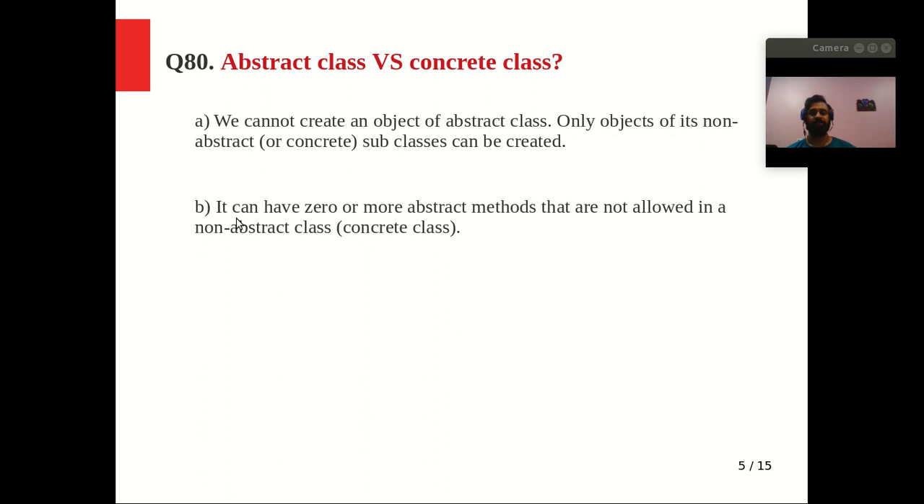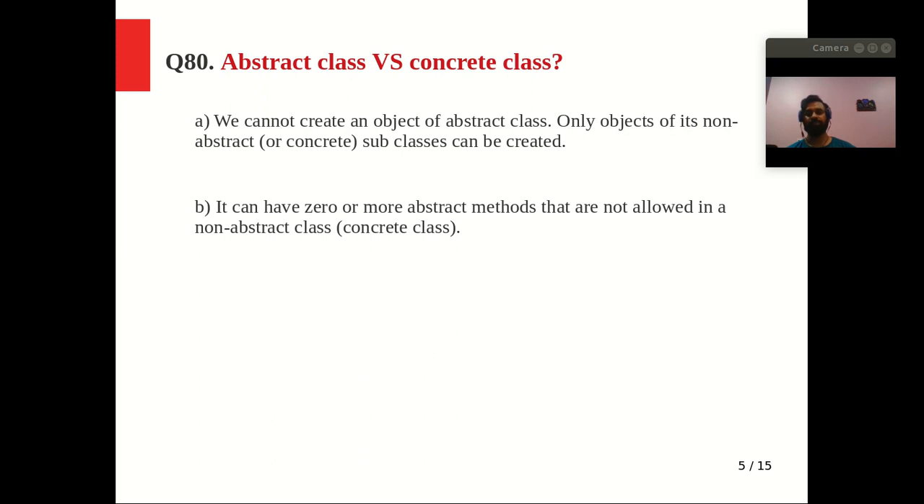And the second difference is that an abstract class can have zero or more abstract methods, which are not allowed in a non-abstract class. So the abstract class can have one or more than one abstract method, but the concrete class cannot have any abstract method in it. So this is the second difference, right?